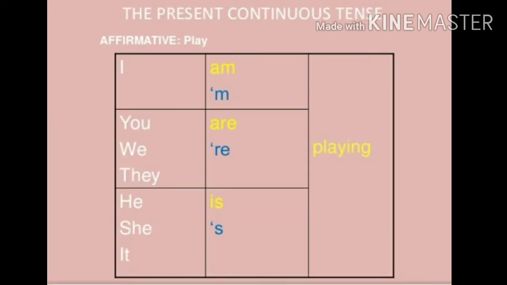See the structure of affirmative sentence with this example. When you use first person, I am playing. If it is second person, you are playing. Short form is you're playing, we're playing, they're playing. And for the third person, he is playing, she is playing, it is playing, or she's, he's. That is short form, contracted form. So for the affirmative sentence, this is the structure of present continuous tense.